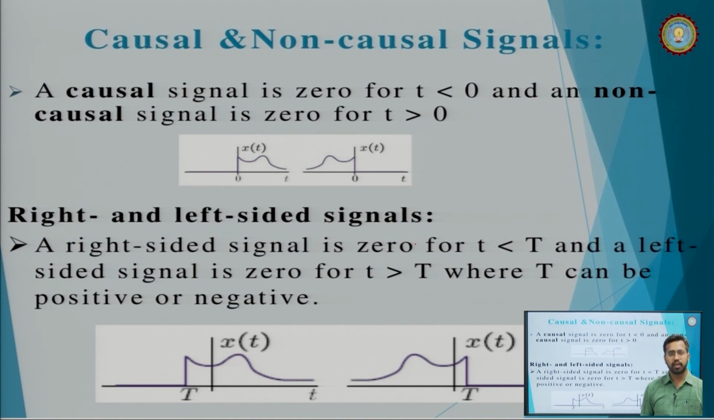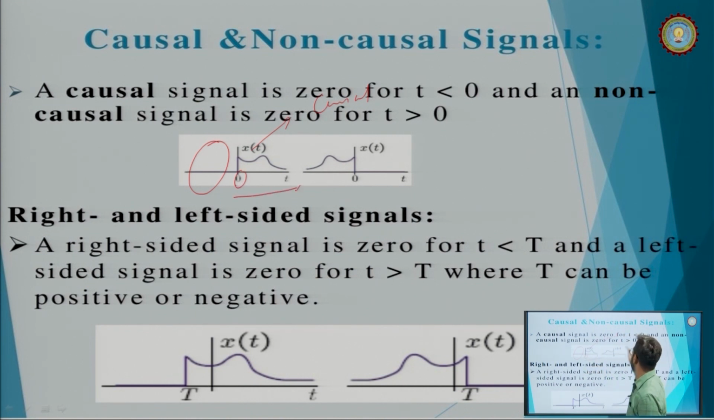Again, now what is causal and non-causal? If a signal is having information only after t equal to 0, or if a signal is only available for t greater than 0, then that is called a causal signal. And if a signal is only available for t less than 0, then that is called a non-causal signal. See the example. This is the example of causal. Why? Because the causal signal is 0 for t less than 0. There is no signal for t less than 0, but the signal starts at t equal to 0 and exists for t greater than 0.